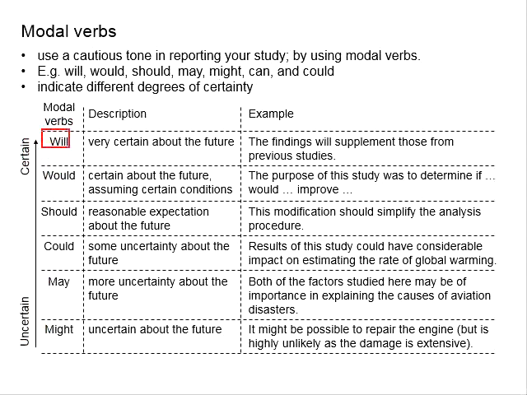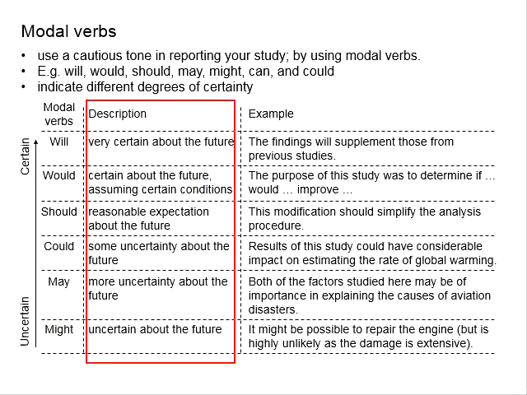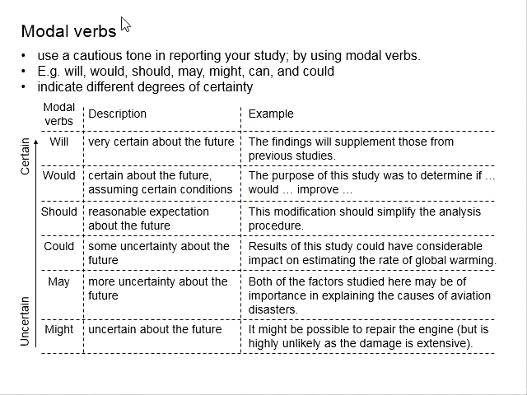When you use the modal verb will, that means you are quite certain of the statement that you have made. And if you use the term might, the certainty is relatively low. The increasing degree of certainty will be reflected by the modal verbs might, may, could, should, would, and will. The descriptions of each modal verb are given here.